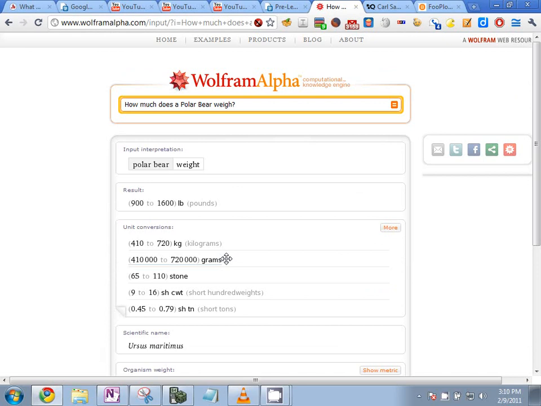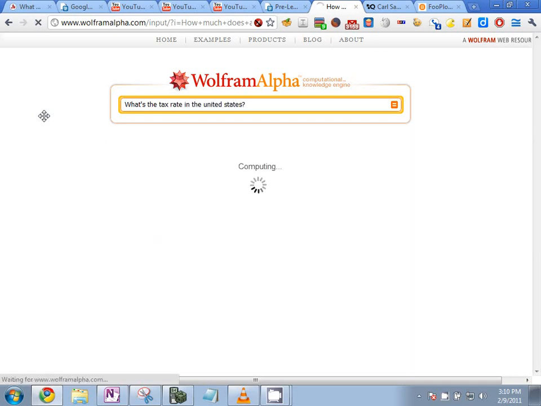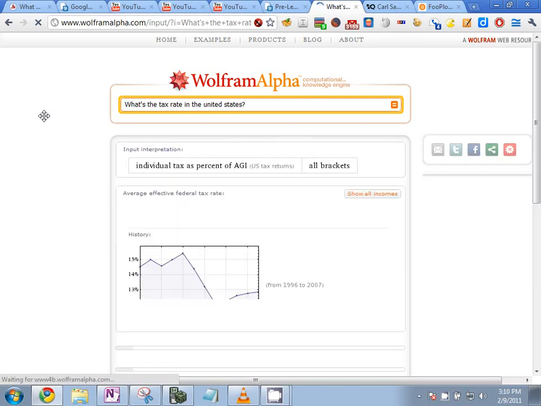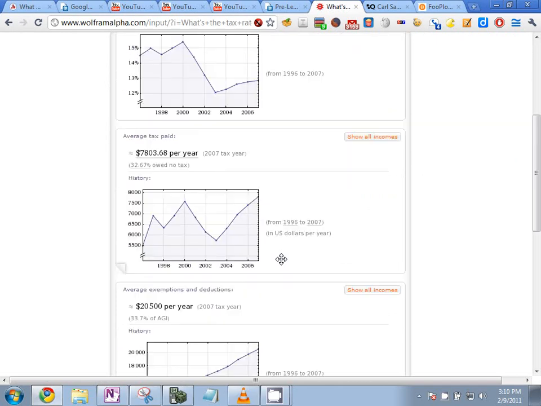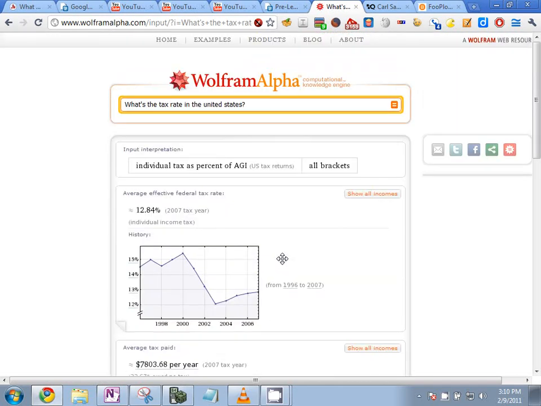Anything else more complicated? Let's throw something more complicated at it. How many times does Allen Iverson say practice? No, hold on, I want a computational knowledge question. What's the tax rate in the United States? Let's see what it does with this. The more general has a little trouble. Individual tax as a percentage of AGI. Look at this. It tells you adjusted gross income. It's telling you exactly. This is amazing, right? Here's the punchline, everybody.